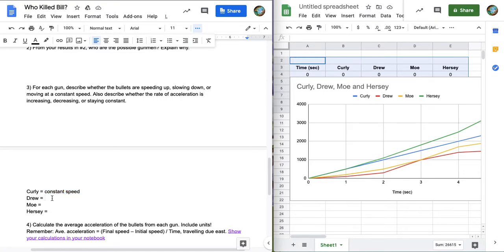Now let's look at Drew. Drew's graph is the red one. Now check what's happening here. Now you don't have a straight line anymore. That means that the speed must be changing. Let's now see if it's speeding up or slowing down.